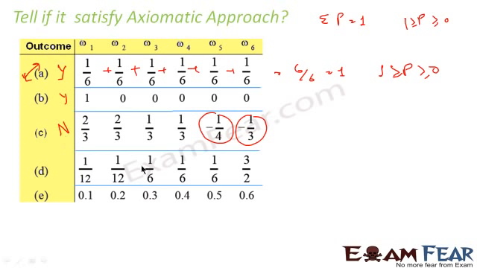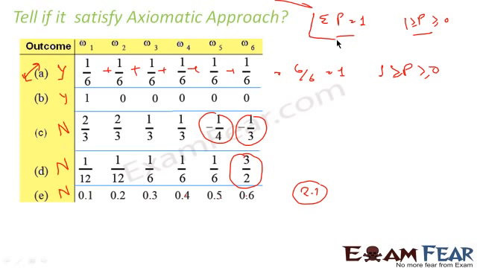In this case, if you observe clearly, this is 3 by 2. 3 by 2 is 1.5, which is not satisfying this condition. So this is not the axiomatic approach. In this case, all of this is satisfying the condition. Now let's add this. When you add this, 0.6 plus 0.5 is 1.1, 1.4, 1.5, 1.8, 2, it's 2.1. It should be equal to 1 because sigma p is equal to 1. So it's not 1, so this is also not axiomatic.